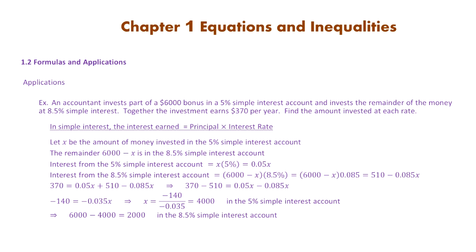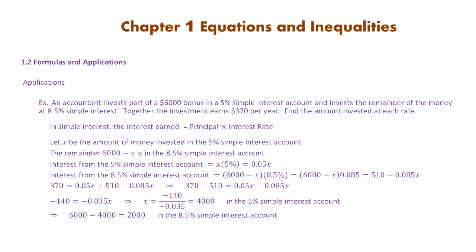Then you can compute the interest from each account by the formula we just had. So the interest from the 5% simple interest account will be X, which is the principal in this account, times 5%. So 5% is just 0.05. So we get 0.05X for the interest from this account. And make sure you know 5% converted to decimal is just 0.05. And then you do a similar thing to find the interest from the 8.5% simple interest account. The principal in the 8.5% account is $6,000 minus X.